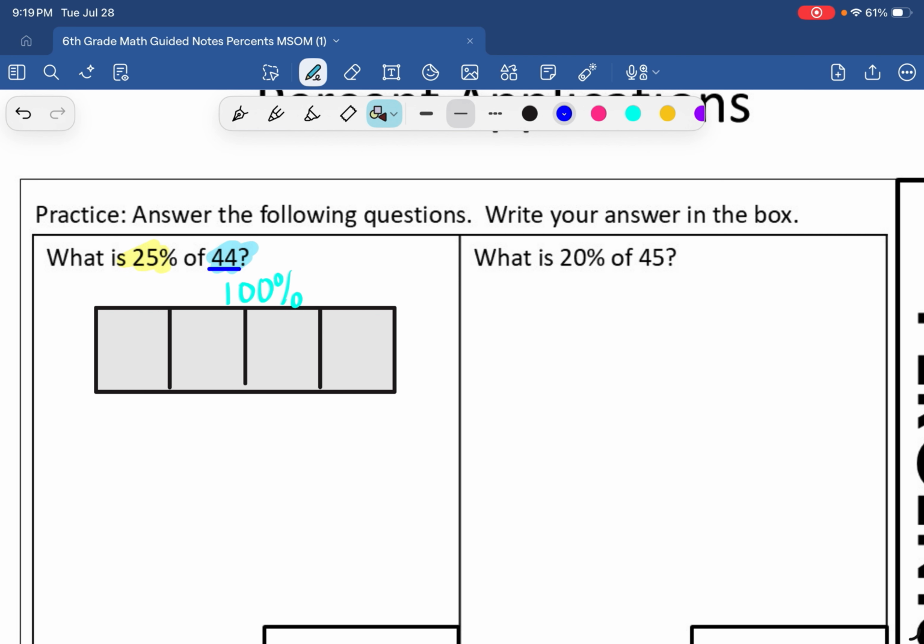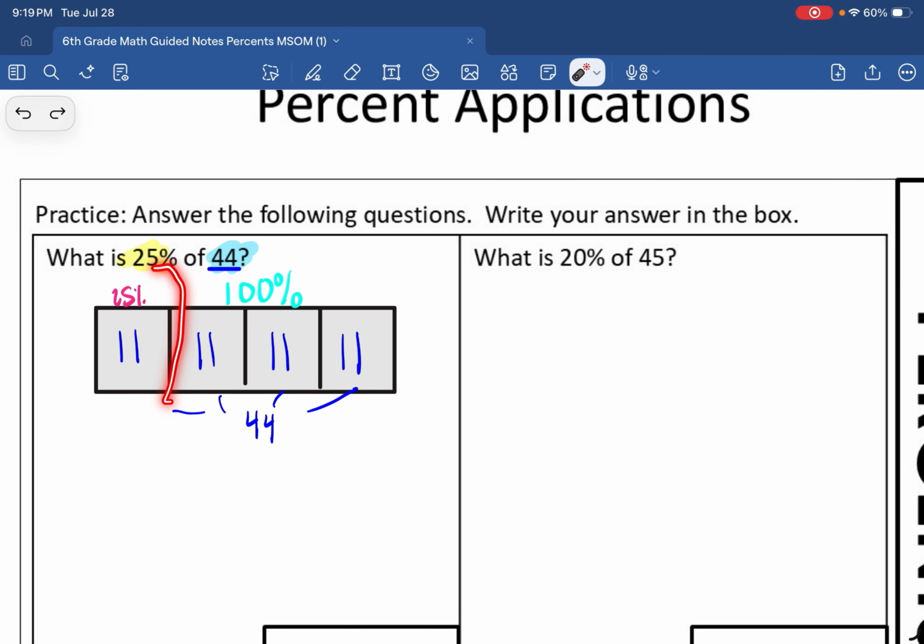So if I have to take 44 and I need to divide that up into 4 sections, 44 divided by 4 is 11. So one of these sections is 25%. Therefore, 25% of 44 will be 11.